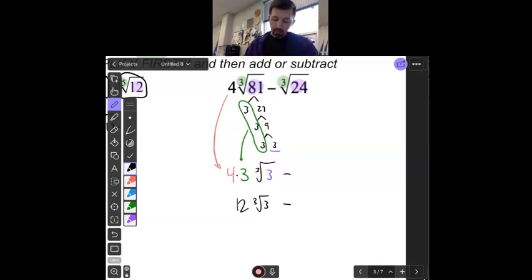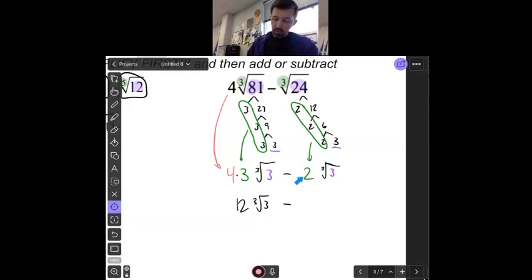Then I'm going to go look at the 24, see what I can do to that. So 2 times 12, 2 times 6, 2 times 3. So we need a group of 3. We've got 3 2s, so 2 gets to come out. Still have a cube root. We've got a lonely 3. That 3 stays in. And there's nothing I need to do here. That's just 2 cube roots of 3, so I'm just going to bring that down.